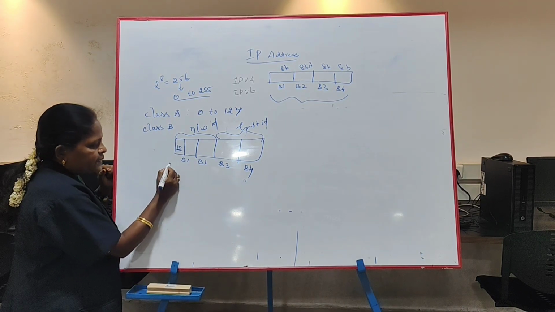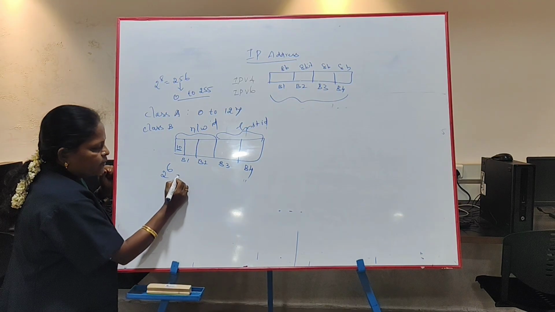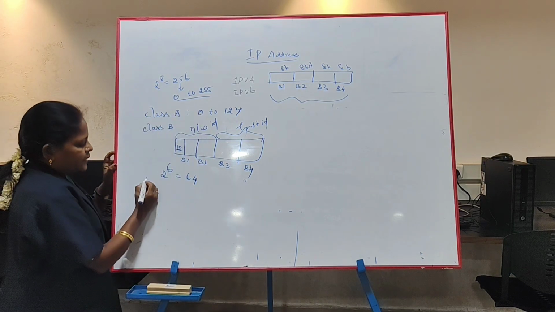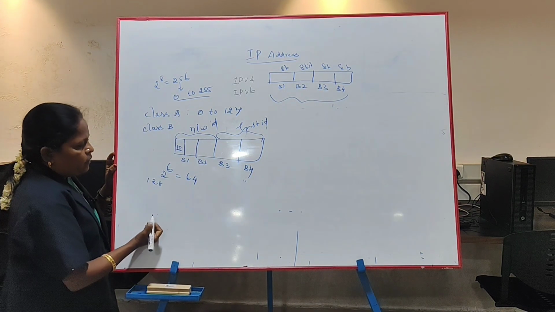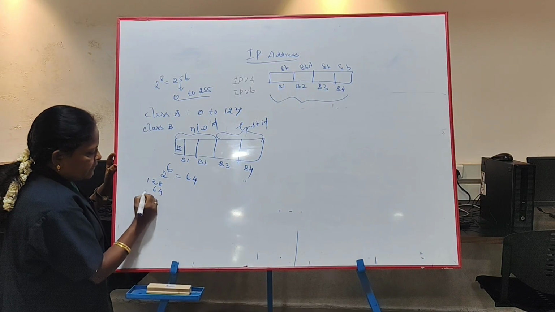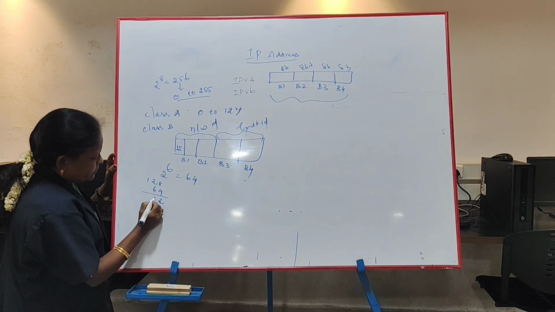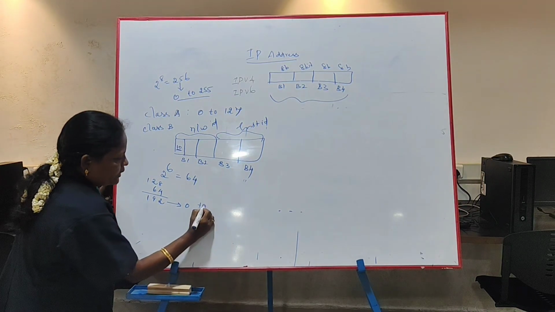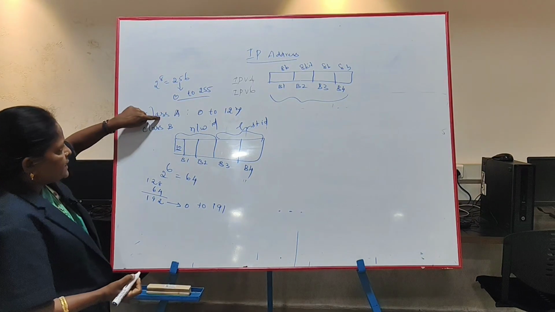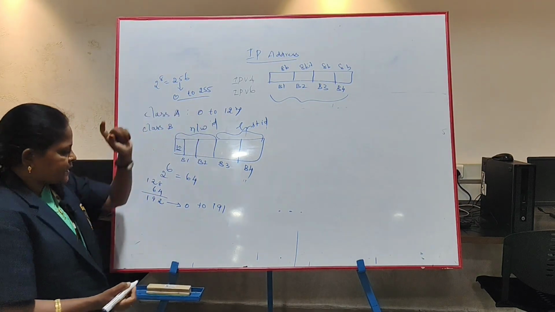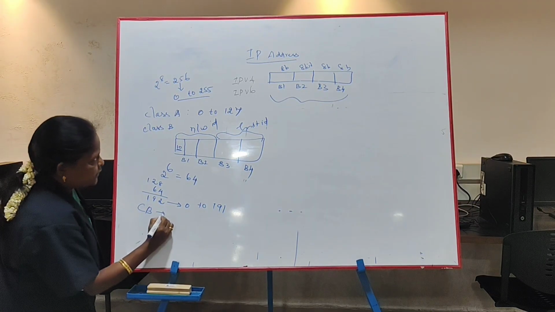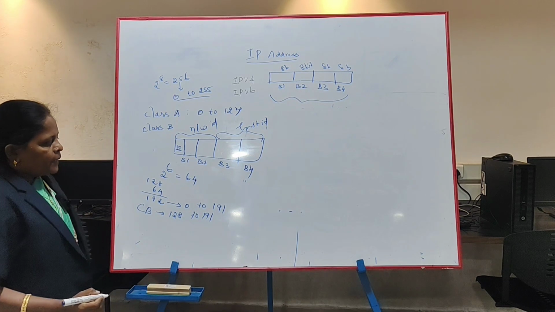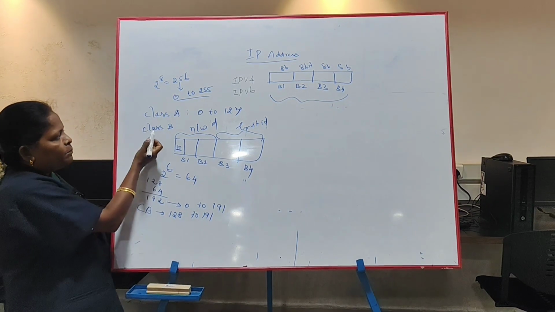The remaining we have 6 bits. So 2 to the power 6 equals what? 64. Already we know 128 here, and 64. Totally we have 0 to 191. Already for class A, we have the range 0 to 127. So for class B, the range is from 128 to 191.